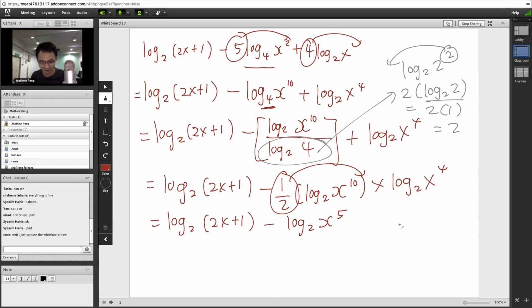I can just see the whiteboard now. Okay, so yeah, it's good. You can see the whiteboard now.